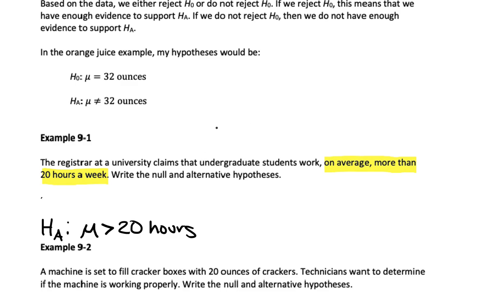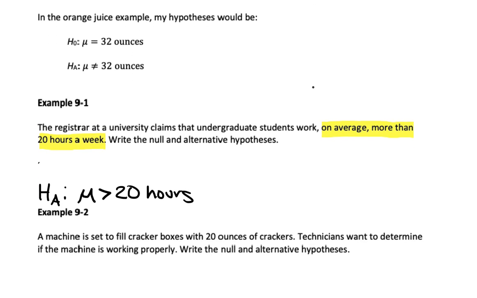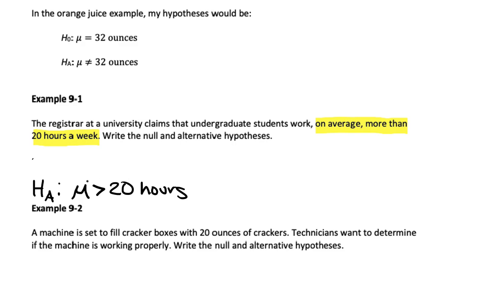And so remember, when we're writing these, the symbols we're using for the alternative hypothesis are always one of these three symbols: not equal to, greater than, or less than. If I have a sense of the direction, I use greater than or less than. If I don't, then I use the not equal to symbol. So since it's more than 20 hours a week, my alternative hypothesis is that mu is more than 20 hours. Then when I write my null hypothesis, I write the opposite of that.